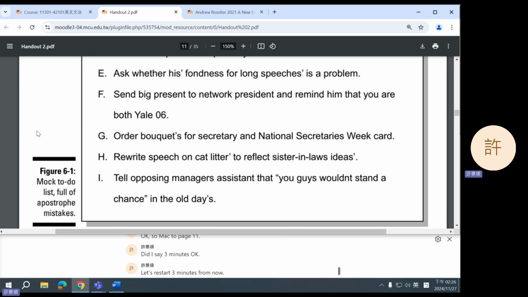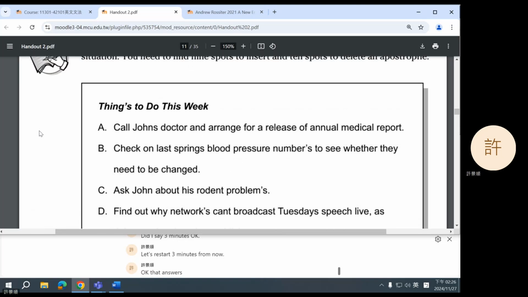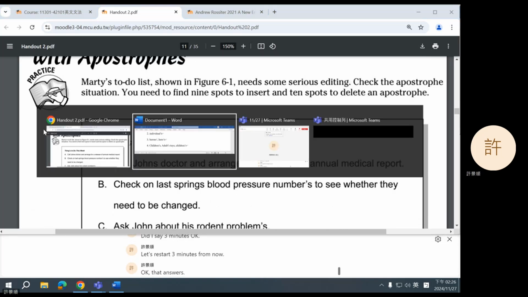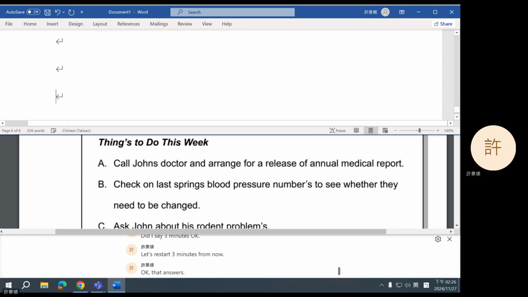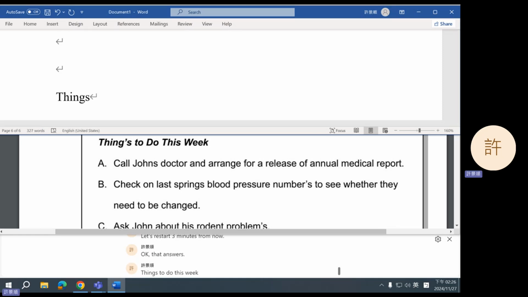Okay, let's go over the answers. Things to do this week. A. Call John's doctor and arrange for a release of annual medical report.